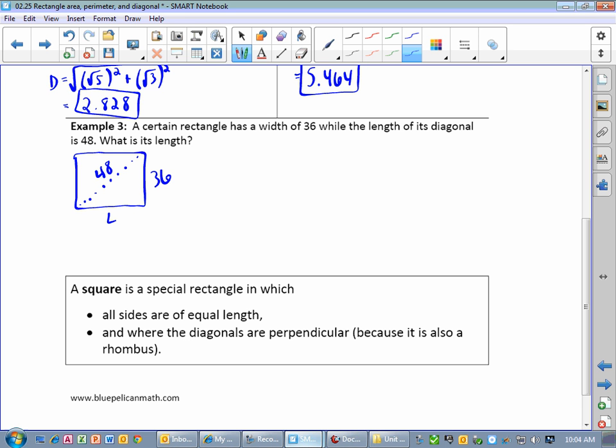What are we going to use to do that? We don't know the area. If we know the area, we might be able to use it, but we don't know it. Okay, so we have a right triangle, we have a hypotenuse and a leg, so we're looking for the other leg. Pythagorean theorem. So L squared plus 36 squared equals 48 squared. All right, so A squared plus B squared equals C squared. So that means that L squared would be 48 squared minus 36 squared.